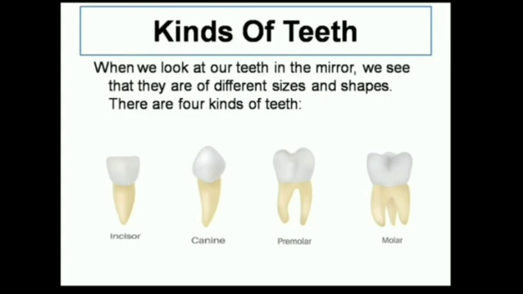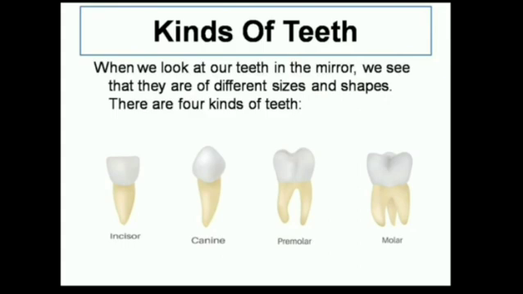As you can see in this picture, the first picture you can see is the incisor, second is canine, third is premolar, and the 4th kind of teeth is molar. So basically there are these kinds of teeth: incisor, canine, premolar and molar. Each type of teeth has a different purpose: cut, tear, grind and chew.